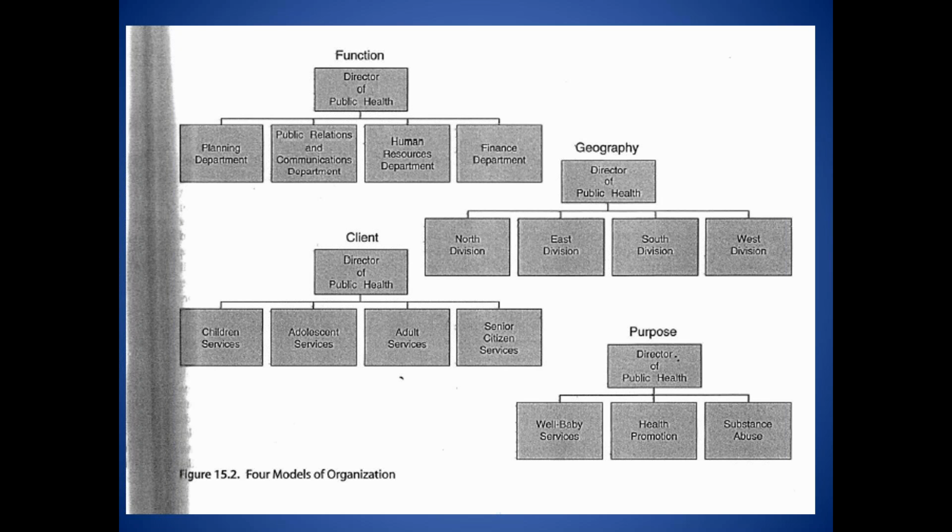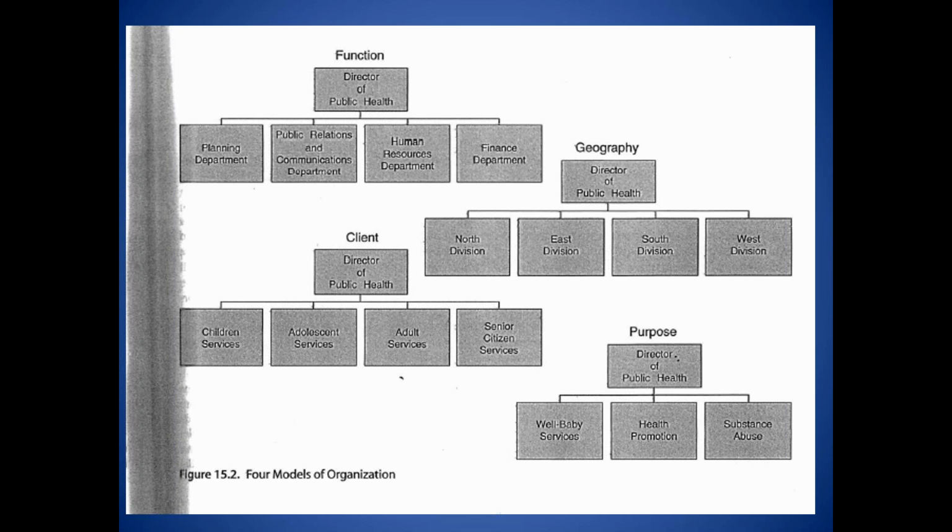In the second model, they're organized by geography, where everything is done based on a geographic unit. So in a large area, we could have the northern, eastern, southern, and western divisions. Each one would have its own components to function independently. A third way to organize would be around the clients that we serve. So you would have services for children, adolescents, adults, senior citizens. And in each case, there are a specific set of services to meet your client's needs most effectively.